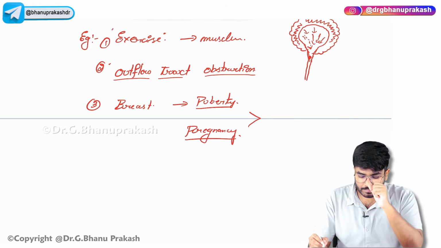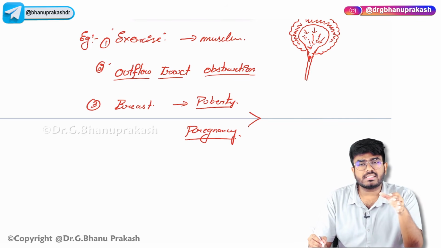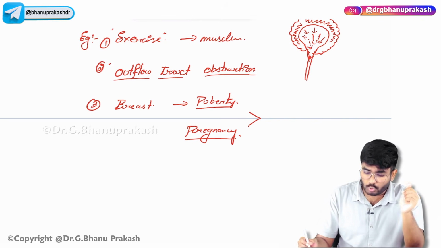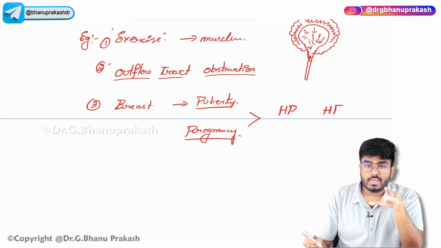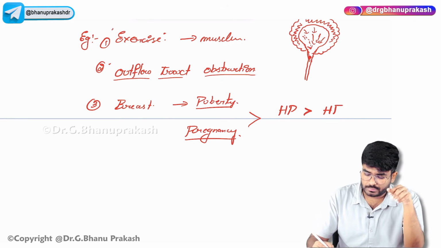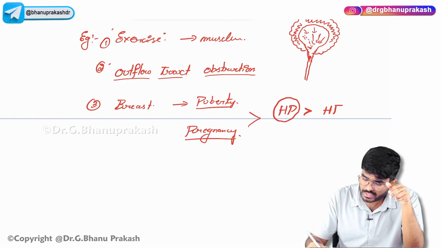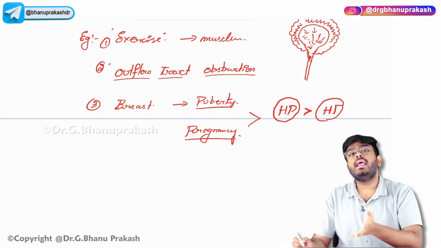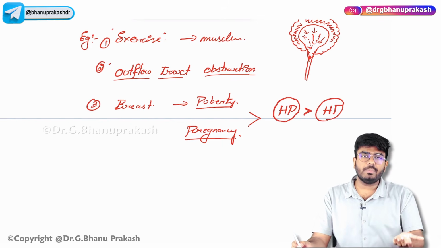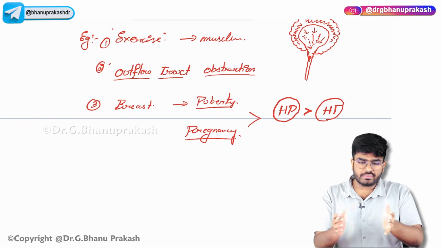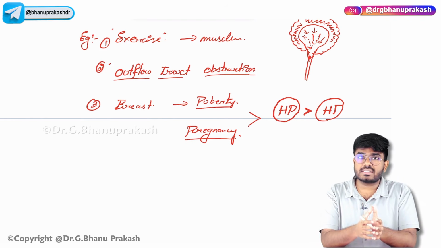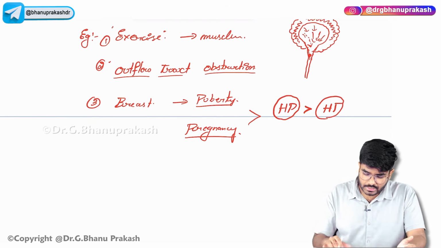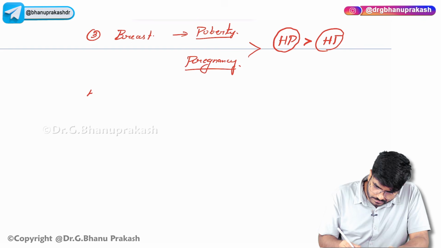In puberty and pregnancy, the breast size is increasing both because of hyperplasia as well as hypertrophy. Both are happening, but hyperplasia is more. So in the breast, hyperplasia is more than hypertrophy. Even though hypertrophy is happening, hyperplasia is predominant and is the one responsible for increasing the breast size. Okay. Now, uterus.